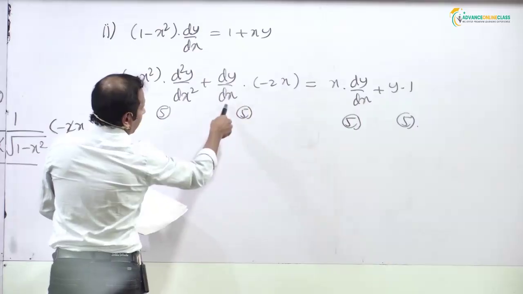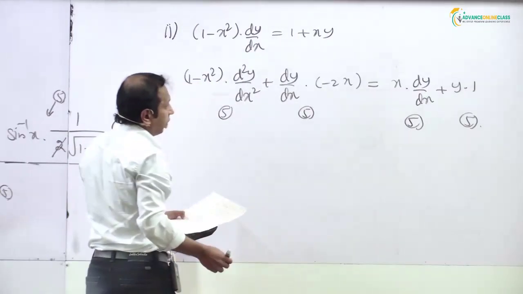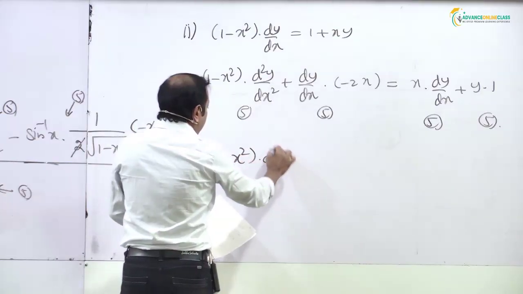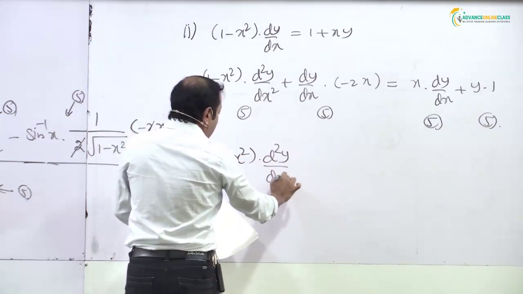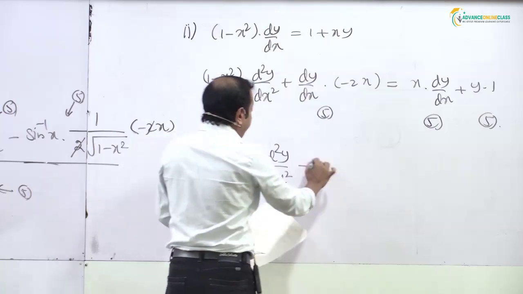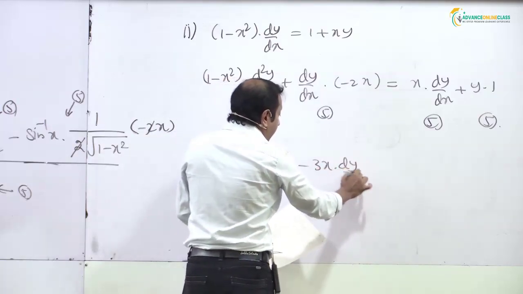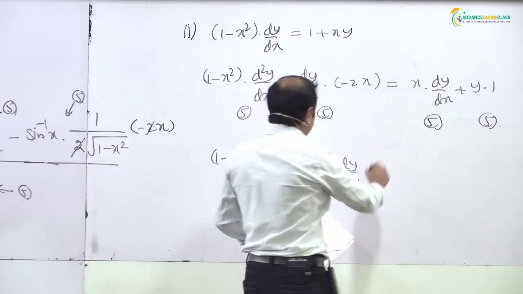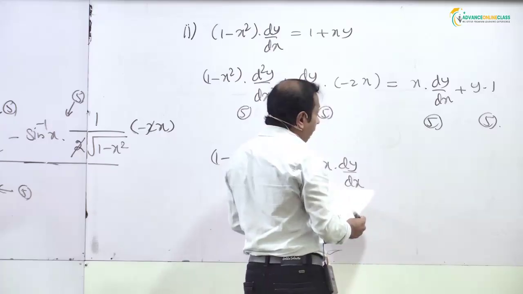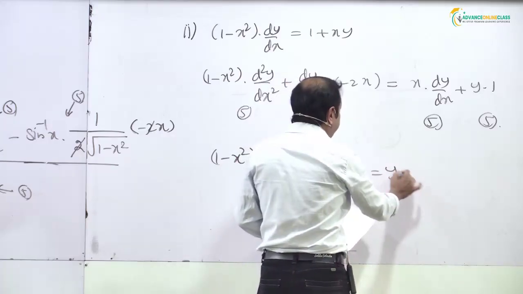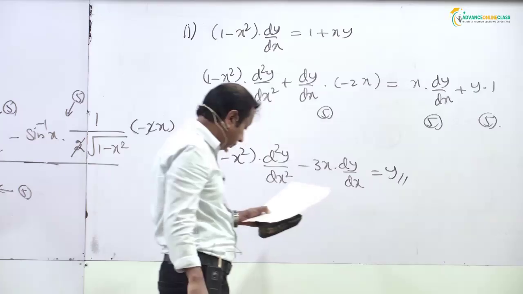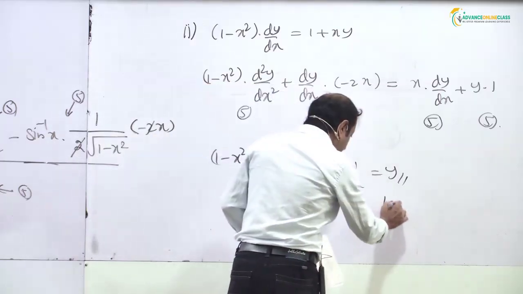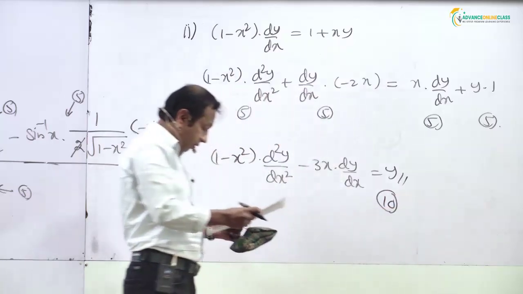Minus 2x dy over dx, that we take to the left hand side, minus 3x dy by dx: 1 minus x squared d2y over dx2 minus 3x dy over dx, and y, no? Yes. Then this is nothing but the answer. Another 10 marks coming for that.